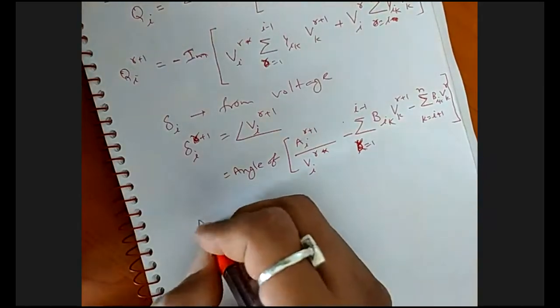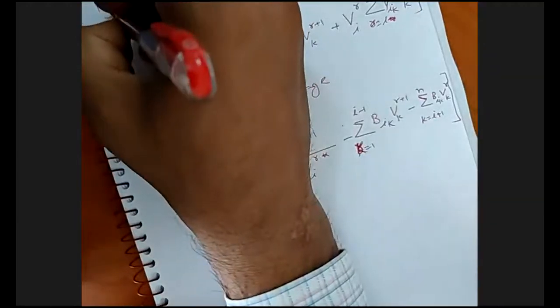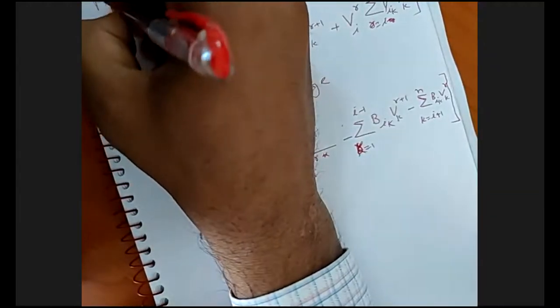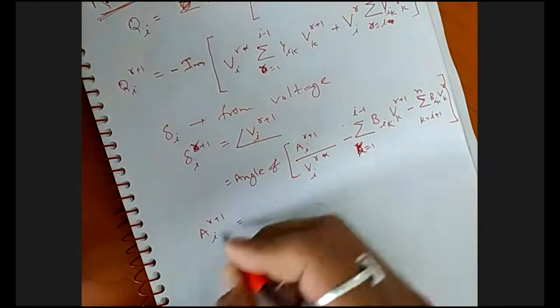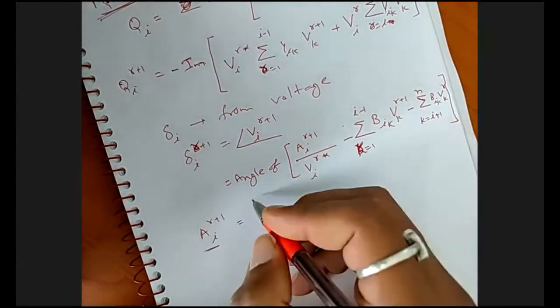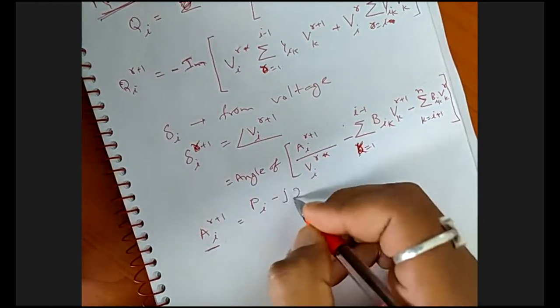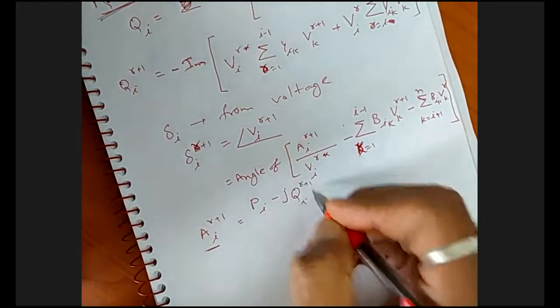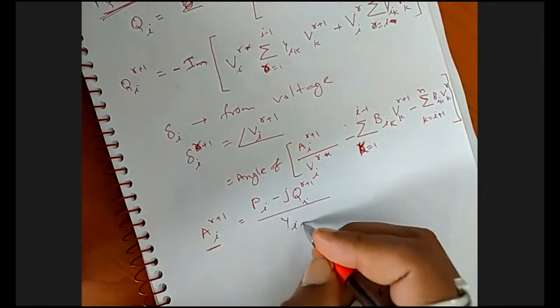And Ai at r plus 1, because we are talking about PV buses, where V is known but Q is not known, your Ai will not be constant, it will be changing. That will be Pi minus jQi at r plus 1 divided by Yii.